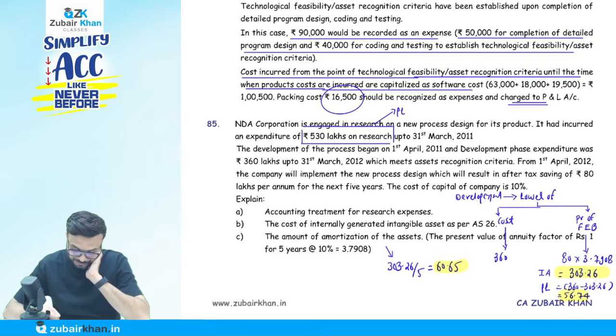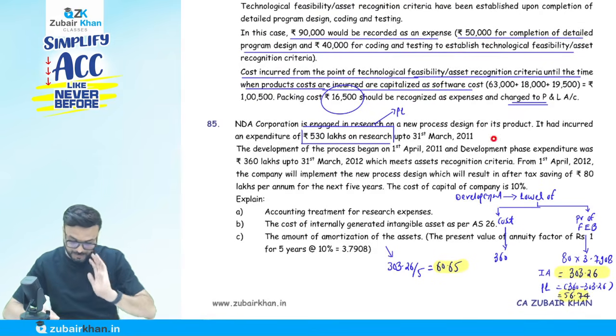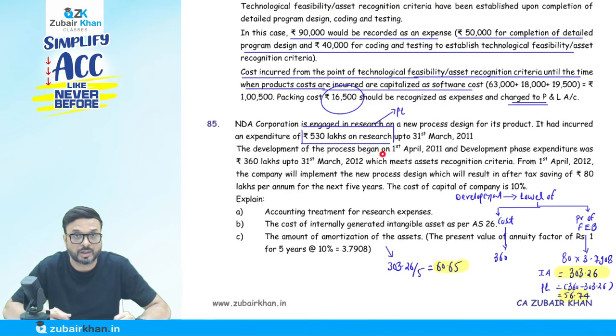Then they say the development expense of 360 meets the asset recognition criteria. From 1st of April 2012, the company will implement the new process design, which will result in after tax saving of rupees 80 lakhs per annum.